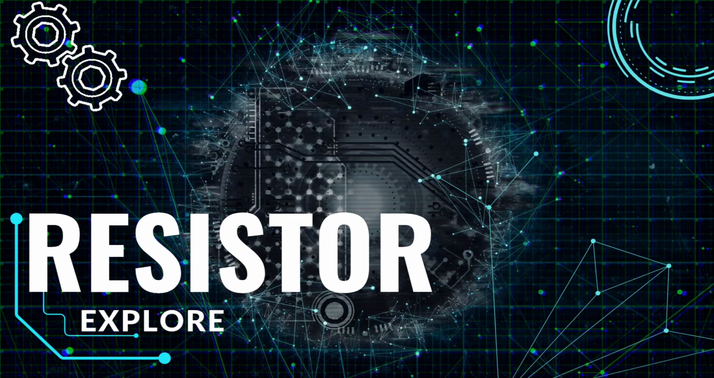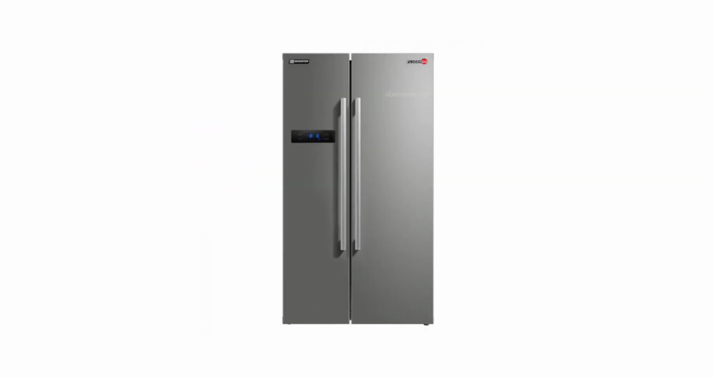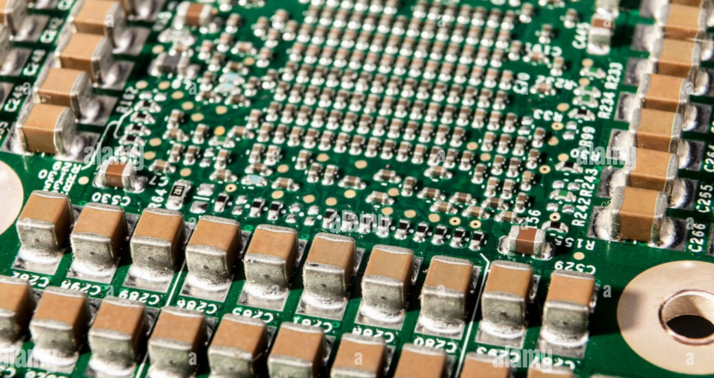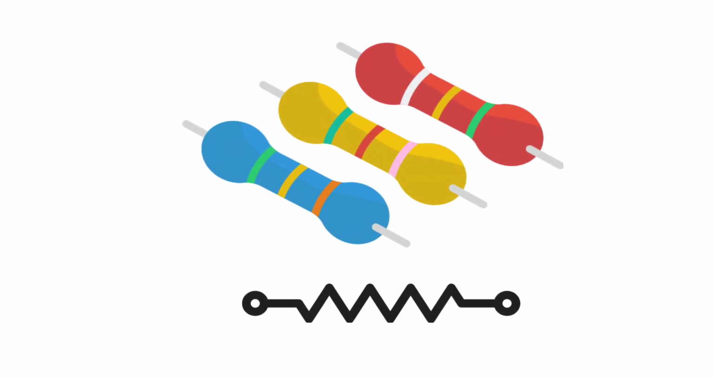We live in a world surrounded by electronics. Think about your phone, computer, or even your refrigerator. They all rely on tiny components that make them work. One of these essential components is called a resistor. Resistors are like tiny traffic controllers inside your electronics. They control the flow of electricity, ensuring everything works smoothly.